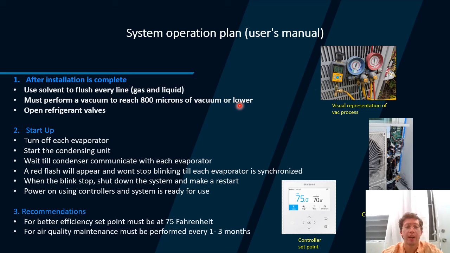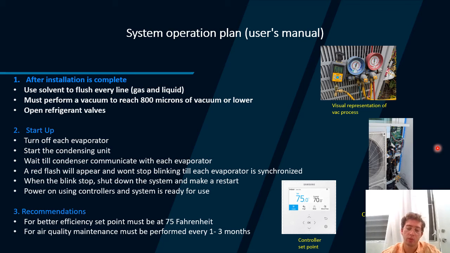After the vacuum is done, you can open the refrigerant valves and you can start the startup process of the machine. Here we have the condensing unit main board. In this board you can see some buttons. Usually the manufacturer manuals tell you what button you need to press to make the startup.